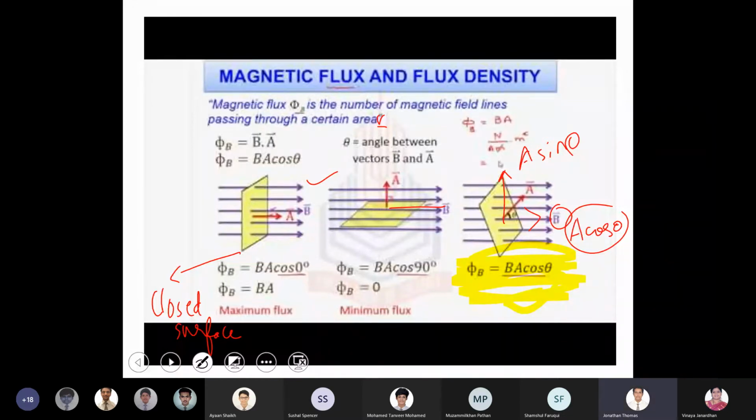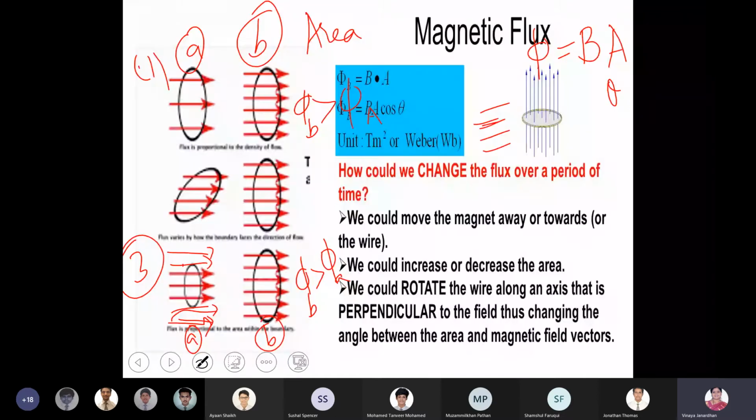Ma'am, the SI unit is Tesla meters. Yeah, it's Weber. The SI unit is Weber, which is Tesla meter squared, because magnetic field is in Tesla and area is in meter squared. Okay, I'll go for the next one.